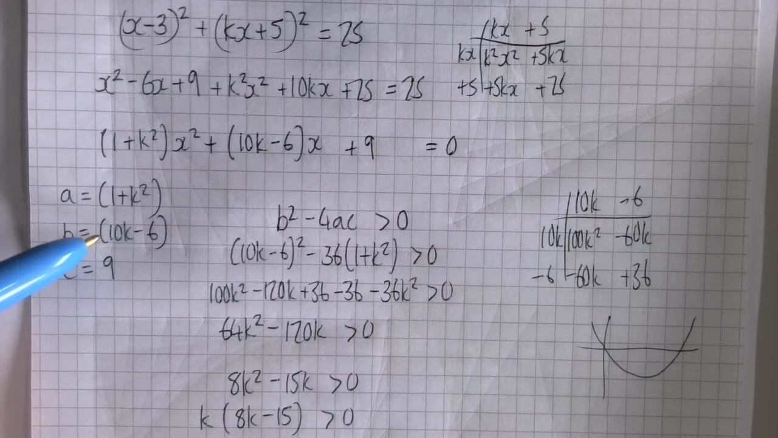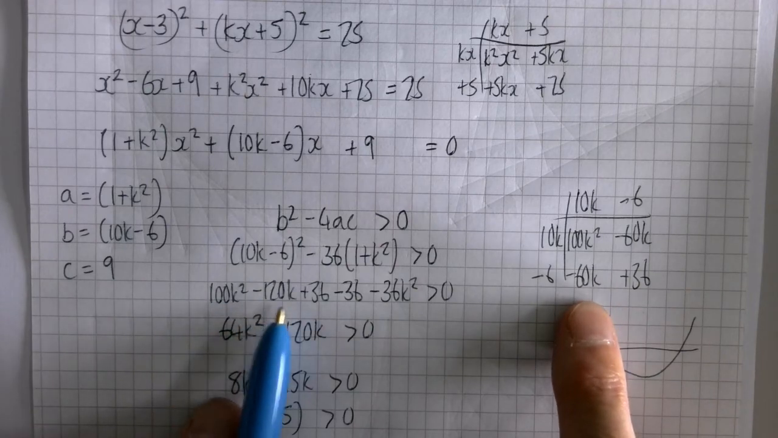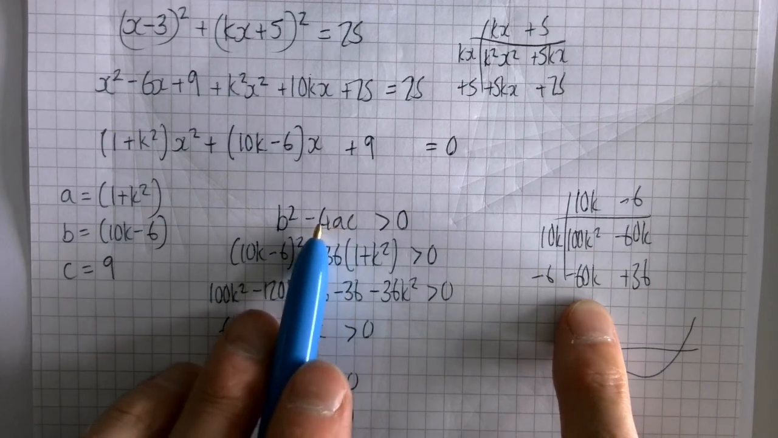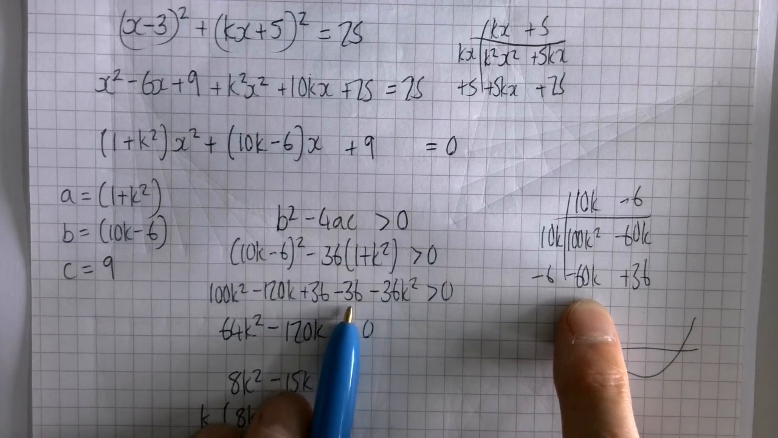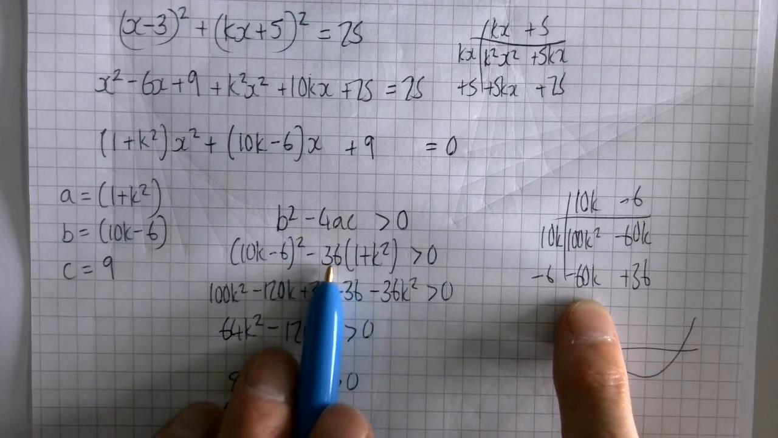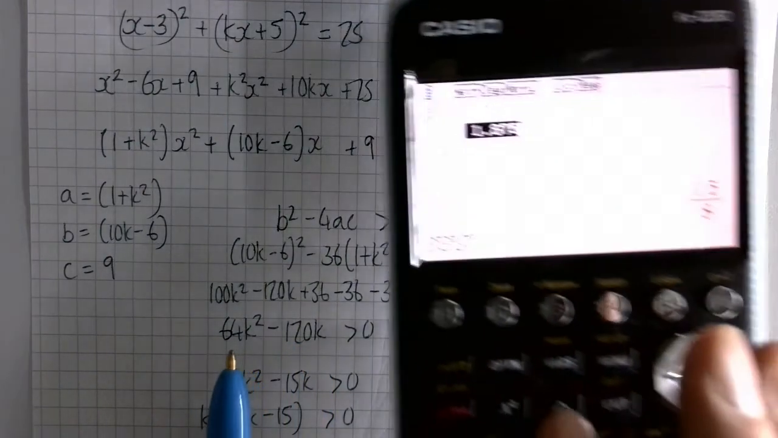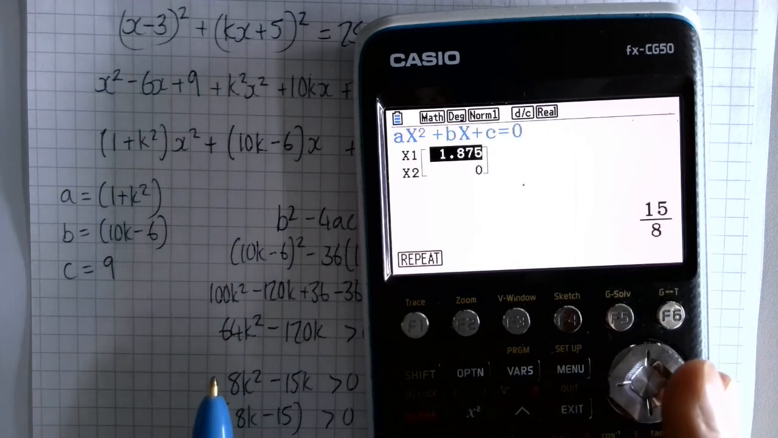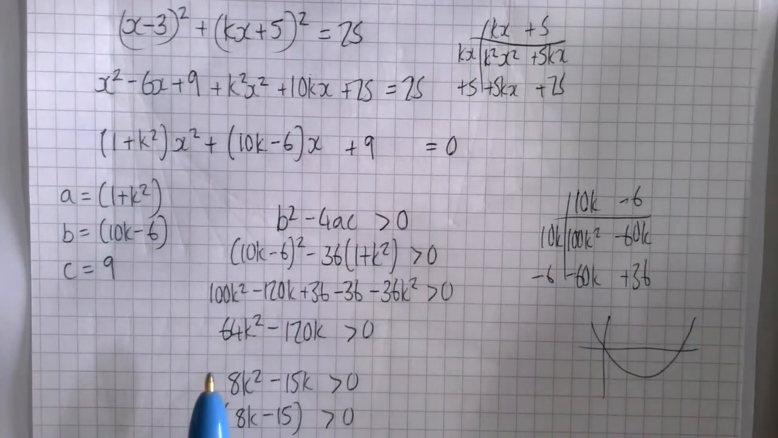Okay, so b squared, I gridded it out. That gave me 100k squared minus 120k plus 36. And then I've got minus 4 times a times c. Well, I did minus 4 times c, minus 4 times 9 to give me minus 36 times a, which I then multiplied out. Make sure you didn't lose the minus there. Simplified it all, got this. At that point, you could have just solved it using your quadratic solver. c is 0, there's no constant term, and got the solutions that way. 0 and 15 over 8, 1.875.